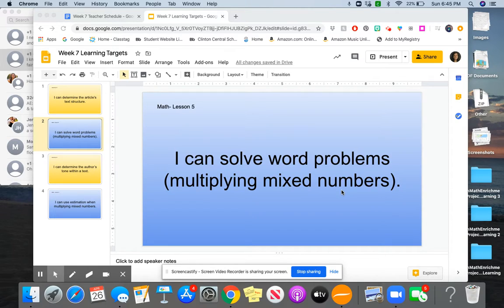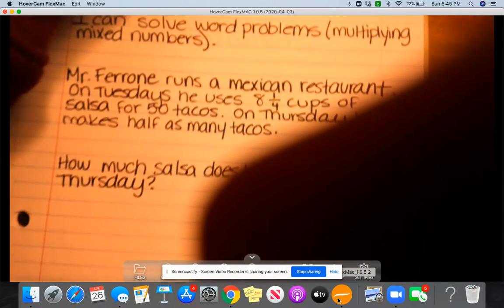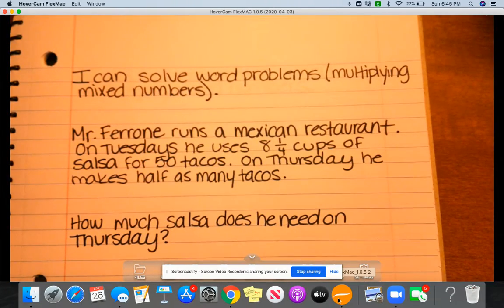Hi guys. So today we're working on math lesson 5. We're going to focus on this learning target, which is I can solve word problems, focusing on multiplying mixed numbers, which is the main topic we've been talking about. If it helps you, I would recommend taking notes on a piece of paper, in the back of your packet, anything like that. Today we're focusing on word problems.